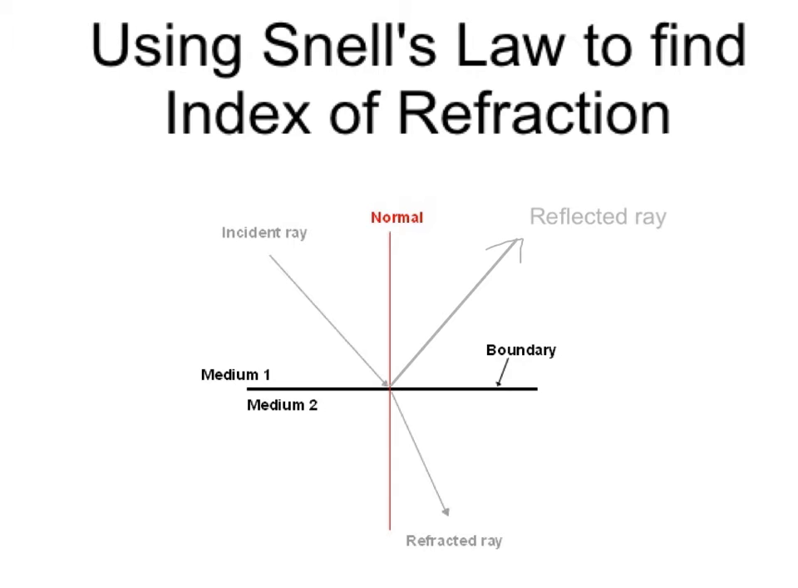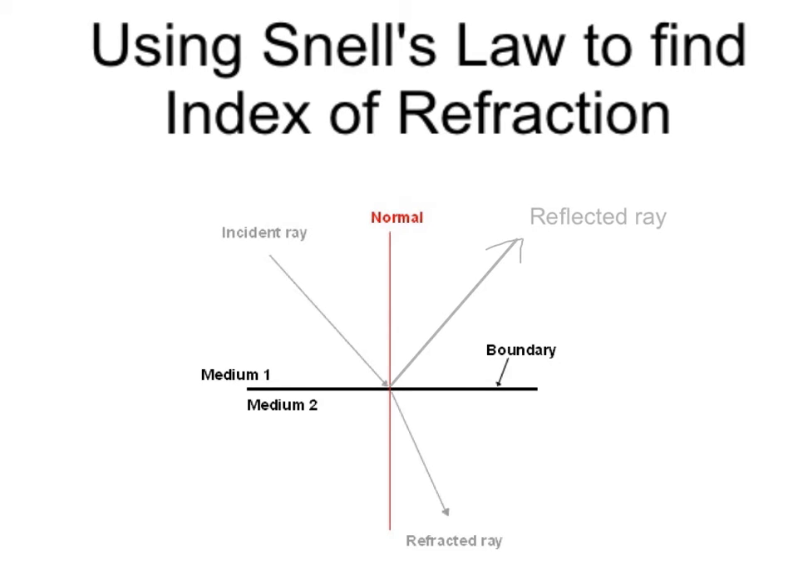The wave energy splits. Some of it goes off as a reflected ray, much like you would reflect off of a mirror. And of course the law of reflection is fairly simple, because as you can see there, the angle between the reflected ray and the normal is just equal to the angle between the incident ray and the normal.